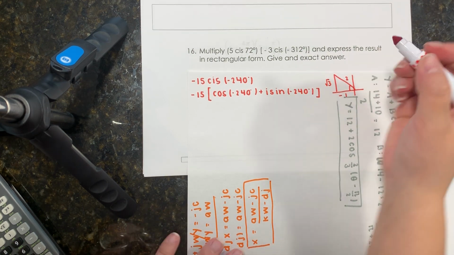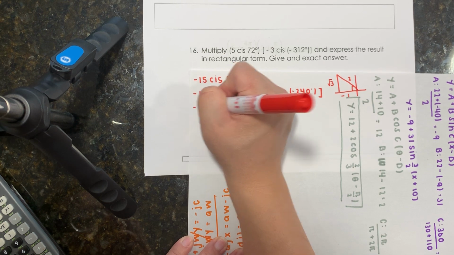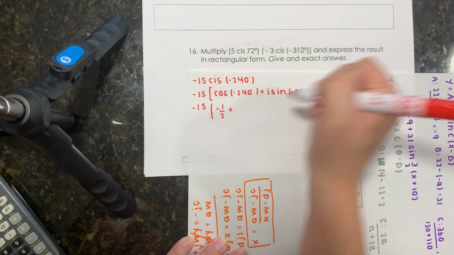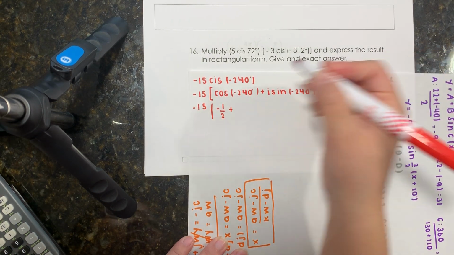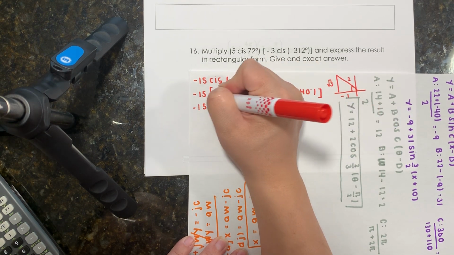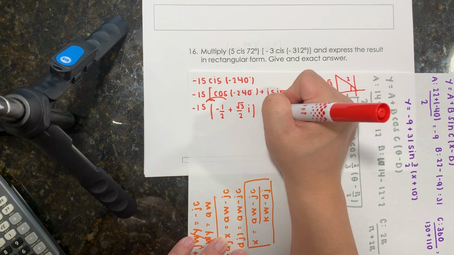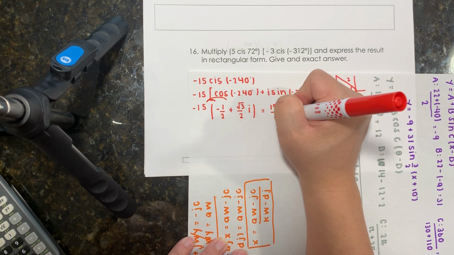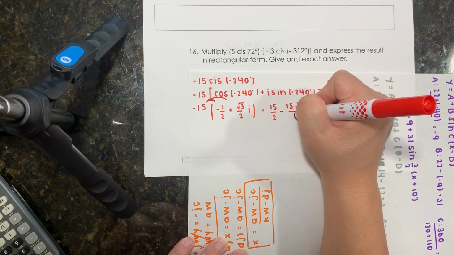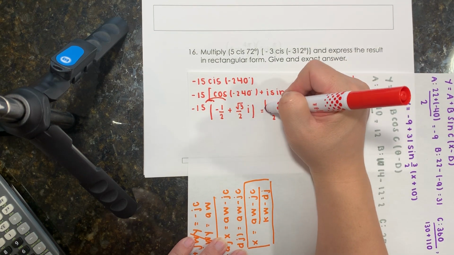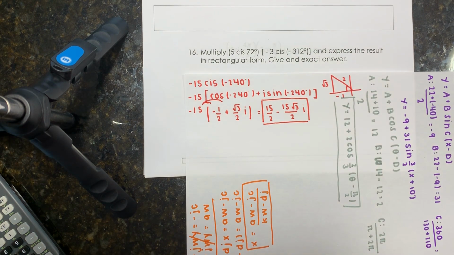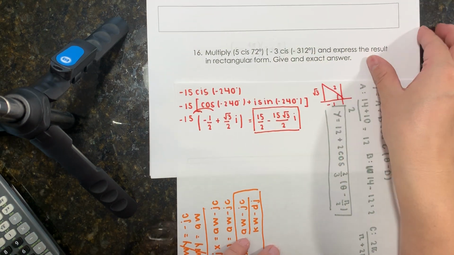So cosine would be adjacent over hypotenuse, so that would be -15 times -1/2, plus opposite over hypotenuse, which would be √3 over 2 i, and we're going to distribute that -15. So that would be positive 15 over 2 minus 15√3 over 2, and don't forget your i. So you have to multiply and then also expand that one as well.